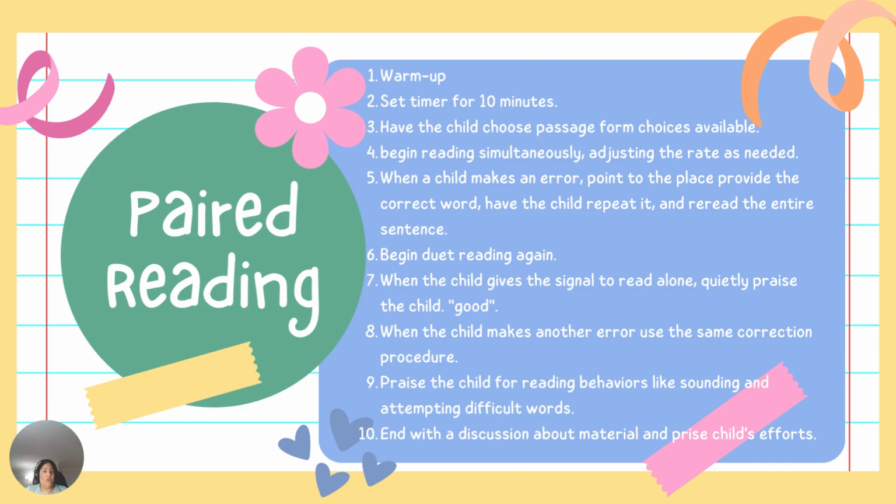You can say good. Number 8, when the child makes another error, use the same correction procedure. 9, praise the child for reading behaviors like sounding out and attempting difficult words. 10, end with a discussion about the material and praise the child's efforts.